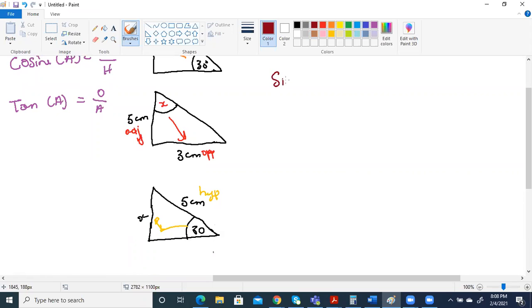So it's sine of the angle equals opposite over hypotenuse. So this is sine, we have the angle, which is 80, equals the opposite, which is what we're trying to find, over the hypotenuse, which is 5. So if you plug sine 80 into your calculator, I'm just going to do it on my phone for quickness.